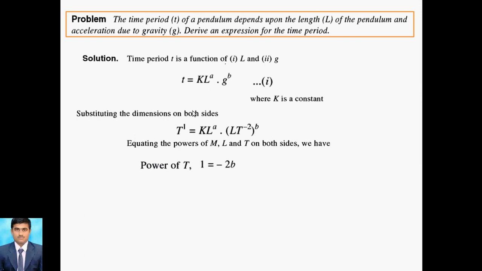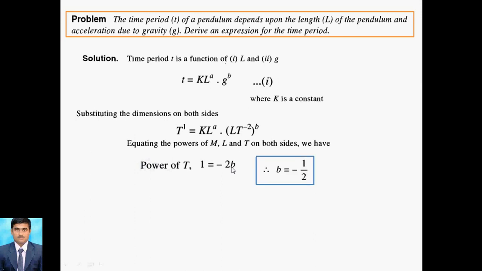So for the power of T, here the power of T is 1, right, and on the other side T appears only in g, so it is minus 2b. So we can write 1 is equal to minus 2b, because we are comparing the power of T. So b is equal to what? Minus half. This is first.